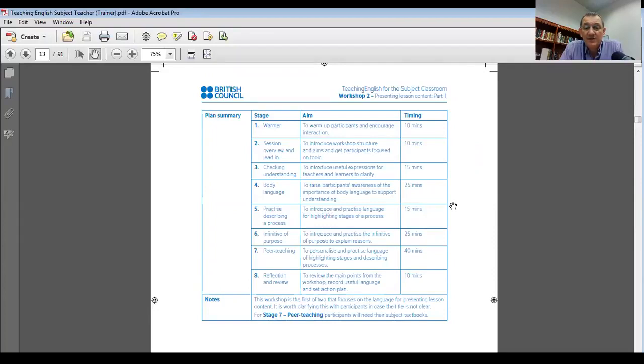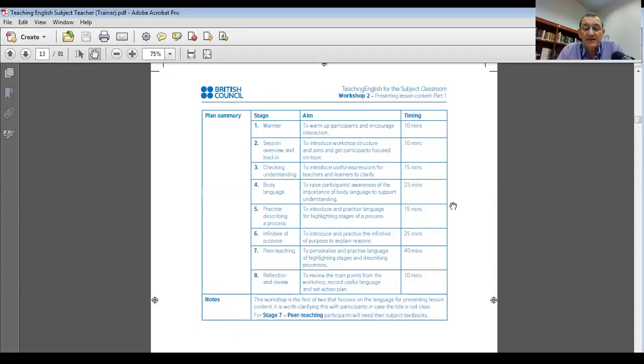Then checking understanding. So here you're introducing expressions for clarification, checking and clarifying. So 15 minutes on that. Step 4 is about body language. So how teachers can reinforce what they're saying by using body language. So the example is of a science teacher who's describing how food goes down into the stomach. So you'll see pictures of a teacher explaining how things work with only their body language.